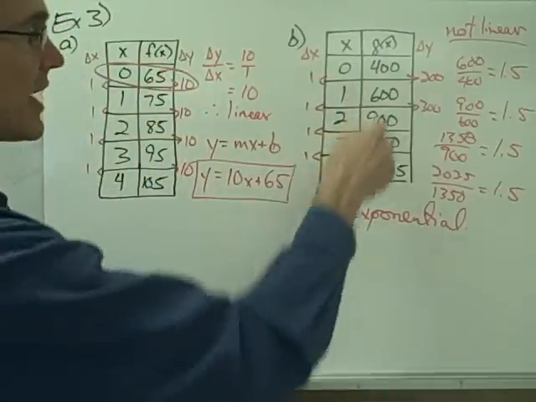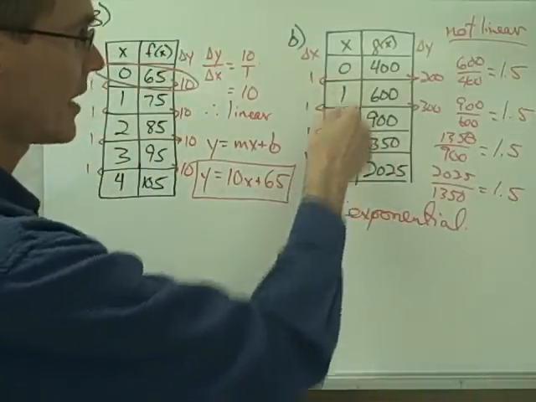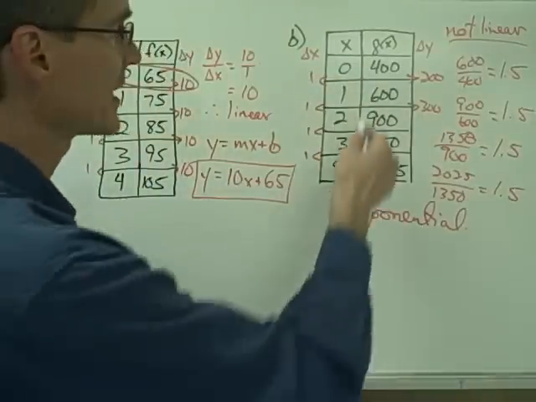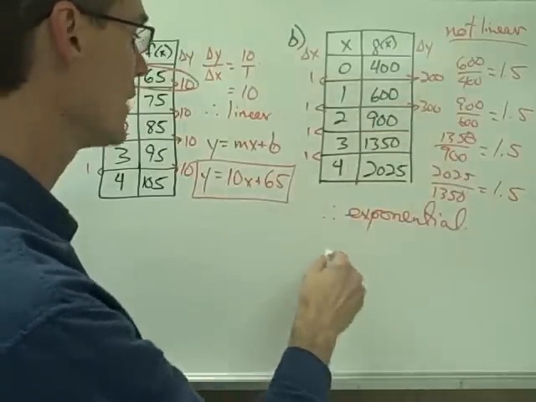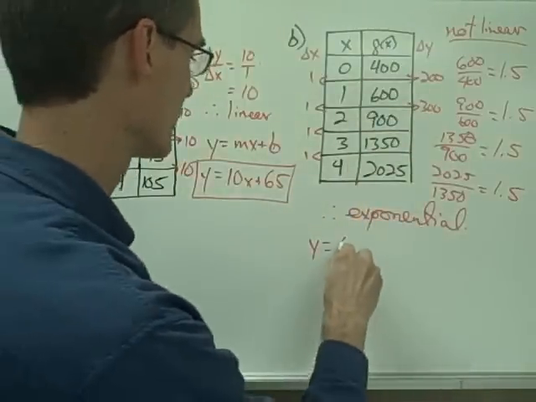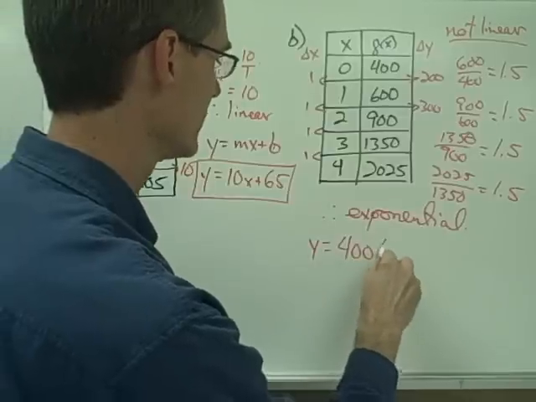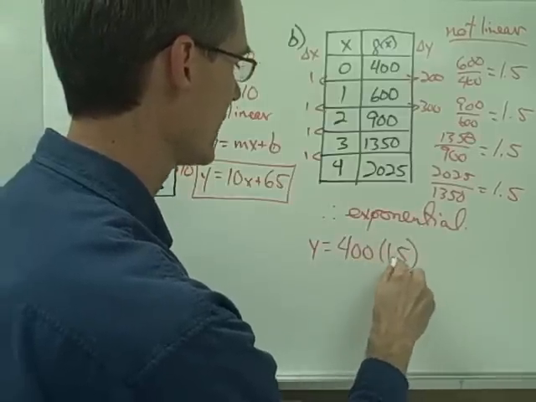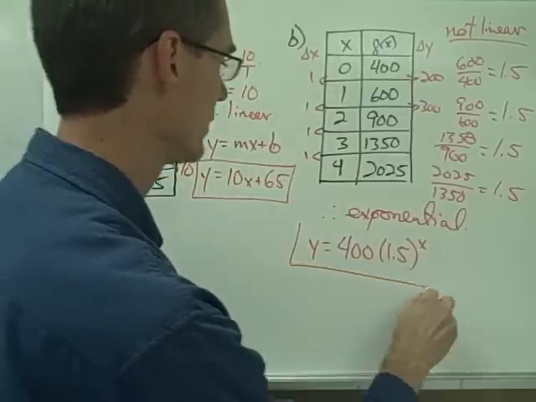So now I can just take my data points here. I'll put my x values into list 1 in my calculator. I'll put my y values into list 2, and I get a formula. Y equals 400 times 1.5 to the power of x.